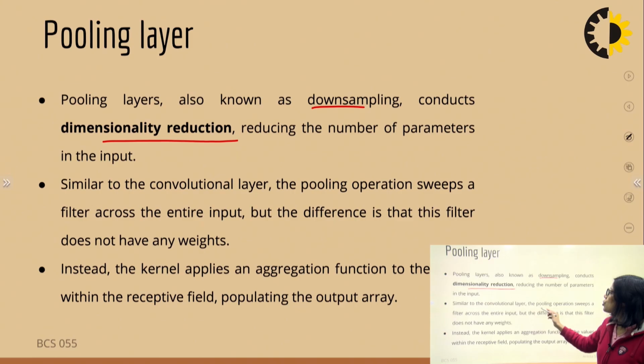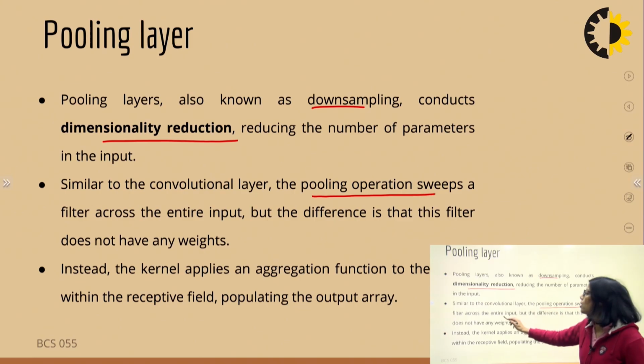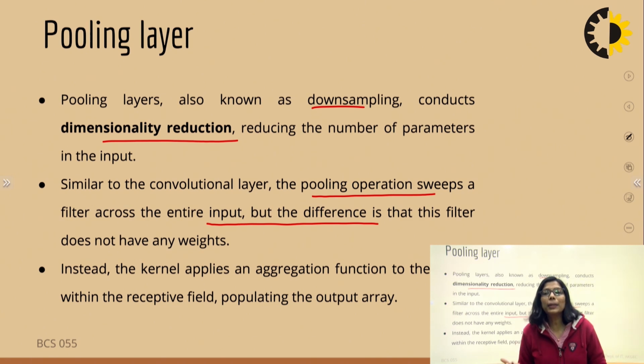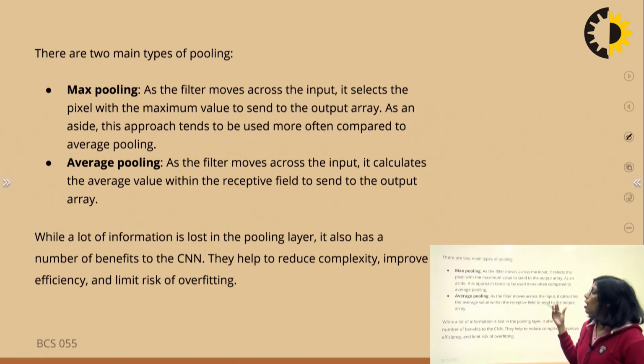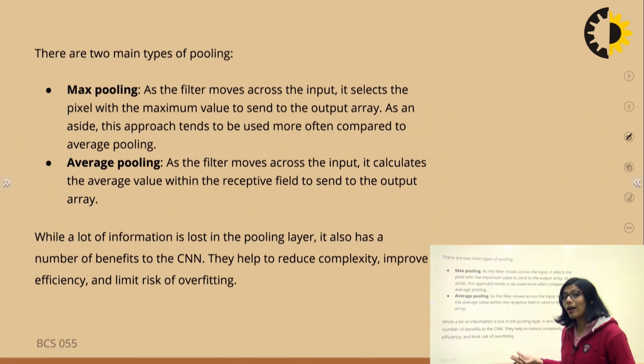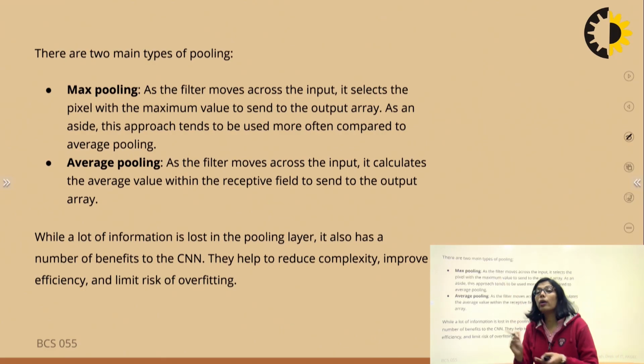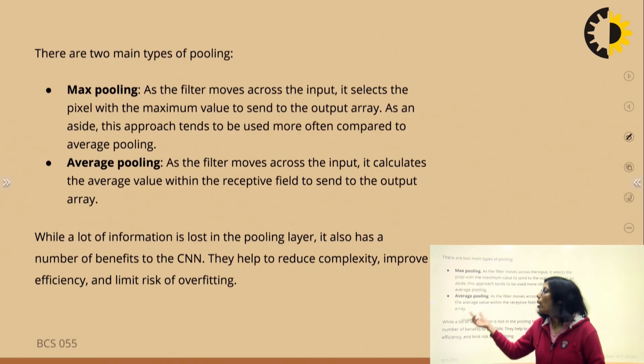Similar to the convolution layer, the pooling operation sweeps a filter across the entire input, but the difference is that this filter does not have any weights. So what does it mean? Here also we apply a filter to the entire matrix, but in that filter we don't have any value. There are two ways of doing pooling. One is max pooling, where we move the filter across the image and find the maximum value in that area, and we write that value. In the case of average pooling, we take the average of all the pixel values. So that is how it is done.